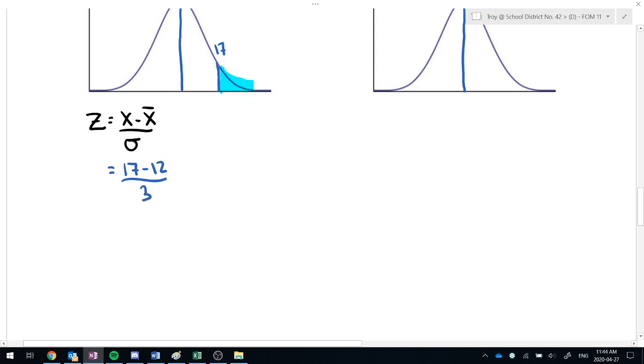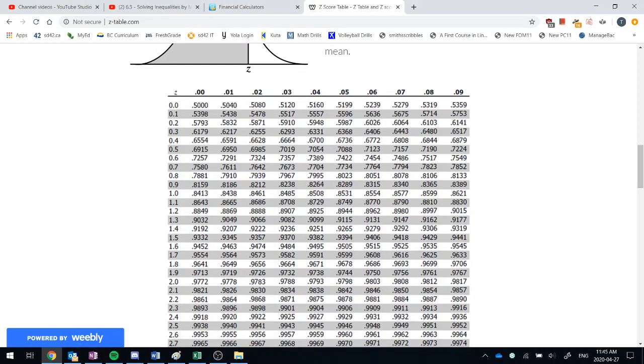So 17 minus 12 is 5. 5 divided by 3 is 1.67, right? So we'll go find 1.67. 1.67 is here, so 95.25.